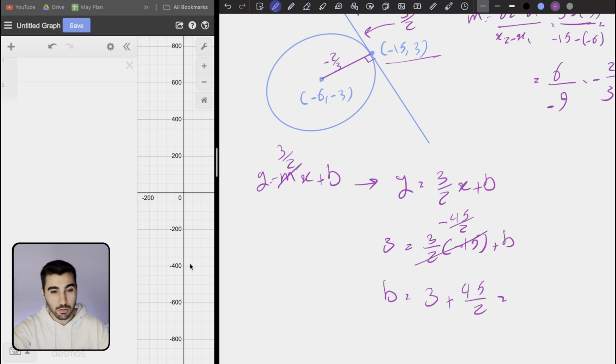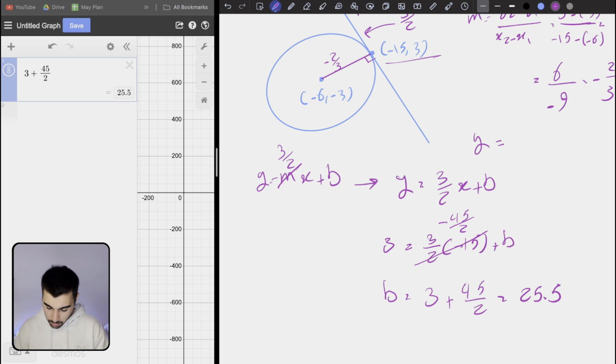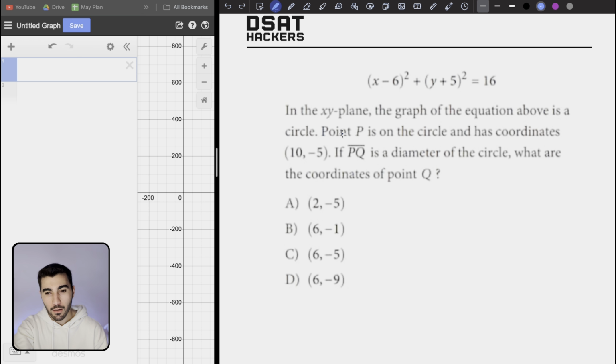That is, let's just write it on Desmos. It's better to always do it here. Avoid mental math. 3 plus 45 over 2 is 25.5. So b is 25.5. So the final equation of the line would be y equals 3 over 2x plus 25.5 as the answer. All right, we got the next question.